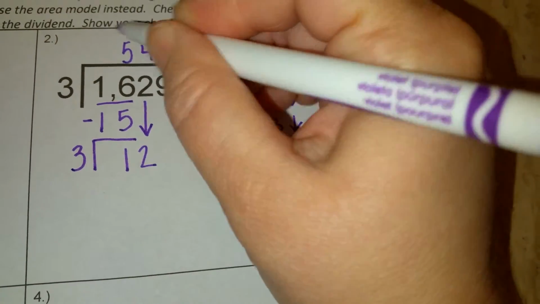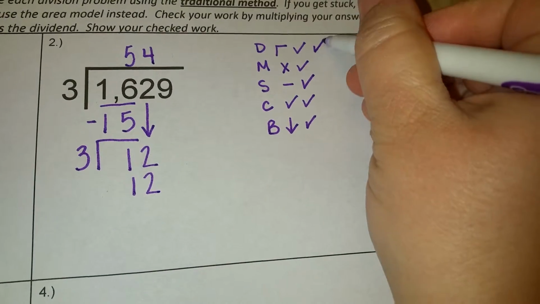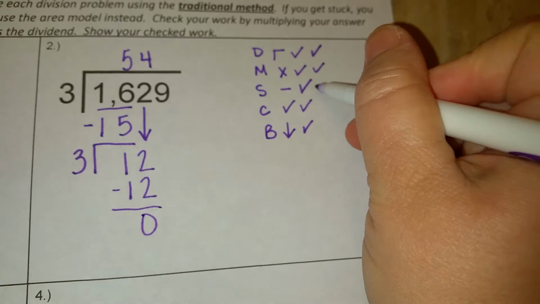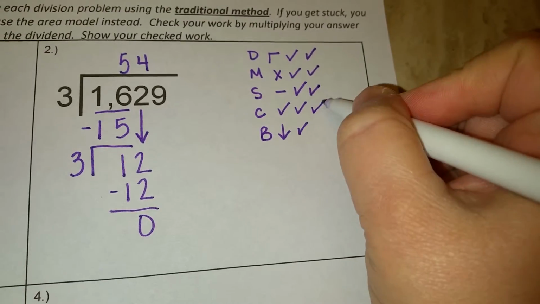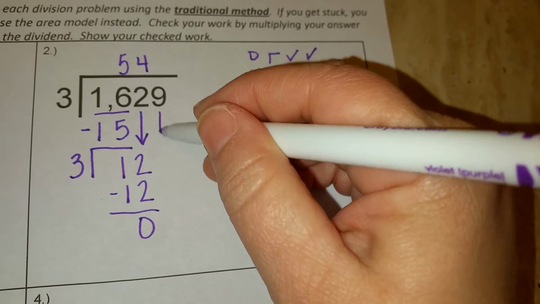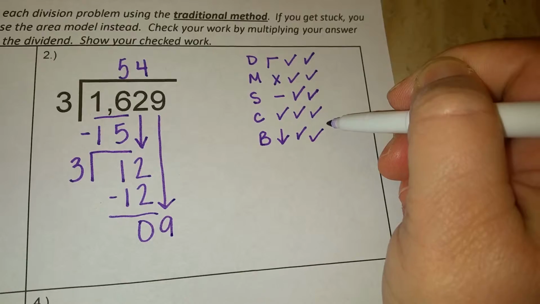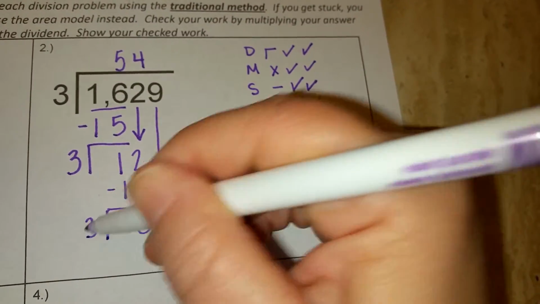12 divided by 3 is 4. 4 times 3 is 12. And I need to check those two both off. Subtract, we get 0. Check to make sure my remainder is less than my divisor, and it is. Now I'm going to bring down my 9. Did that, and now I'm going to do it all over again.